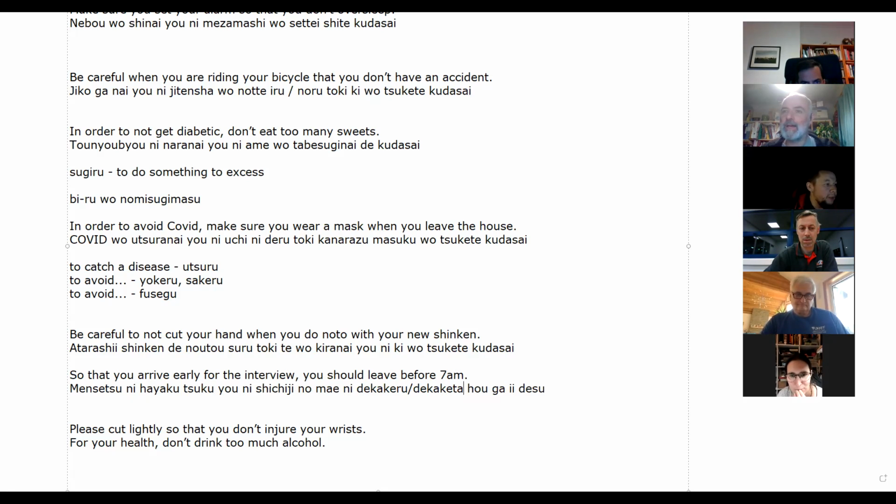方がいいです. So the usual way we do this to give advice is to put the verb into the plain past form. You don't have to. This still makes sense if you use 出かける in the plain form, but it's normal that people put this in the plain past form, meaning it would be best if you had left early.